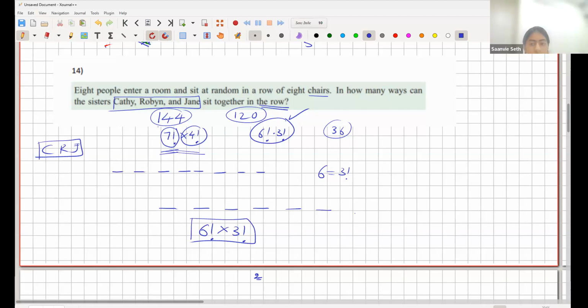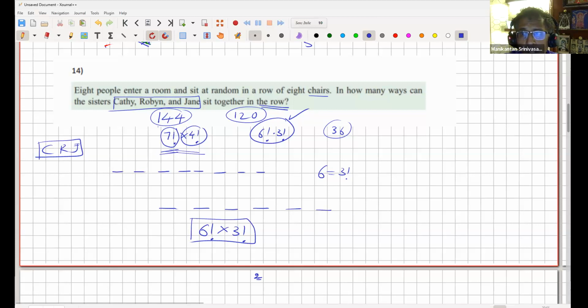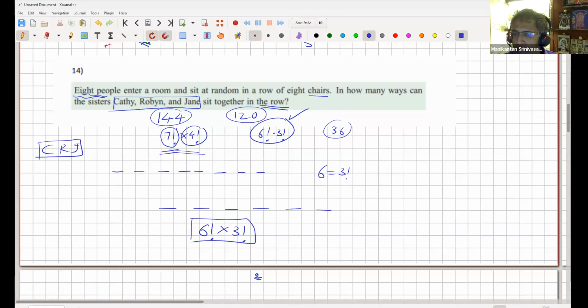Wait, so would it just be 6 into 3? Because there are 6 different ways they can sit and 3 people. No, there are a total of 8 people. Read the question. There are 8 people, of which the 3 sisters need to sit next to each other. 8 people, 8 chairs, so exactly matching the number of people and the chairs. And 3 specific people have to sit next to each other in that row.